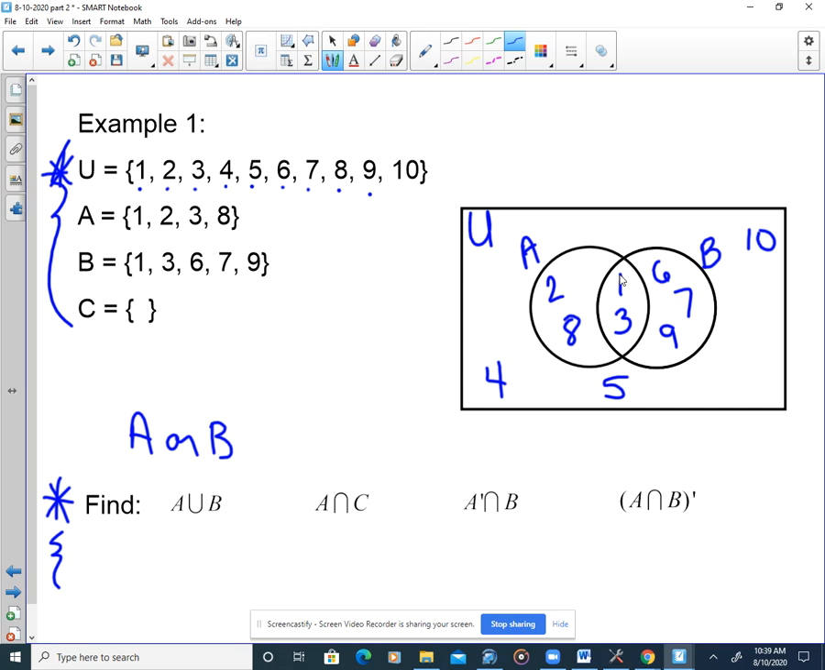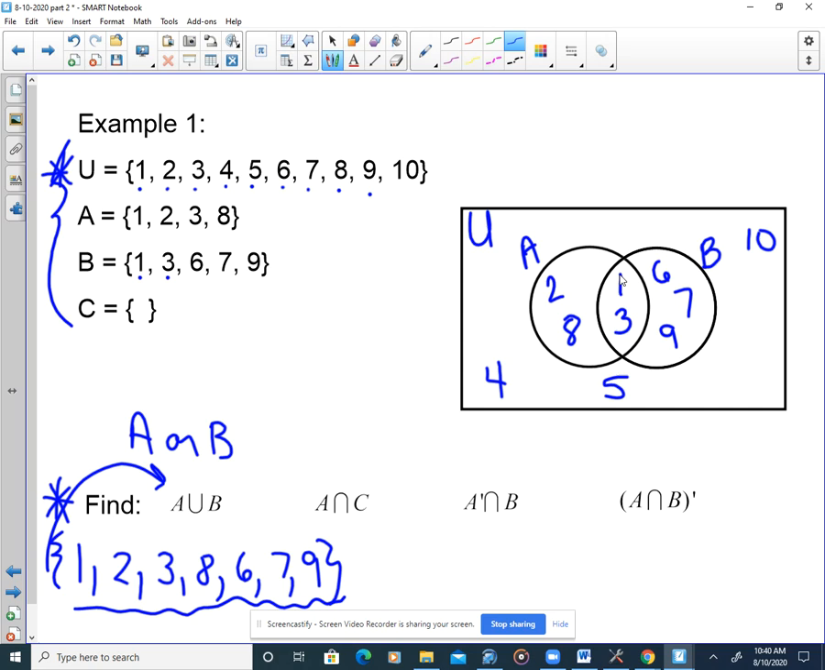So what I'm going to do is list everything out in A. So I got 1, 2, 3, and 8. Now I'm going to list everything out in B. Well, we got 1. I already have that on my list, so I don't have to write it twice. 3, I already have that on my list. But B also has 6, 7, and 9. So this set right here is A union B. Everything in this set is an element of either A or B.